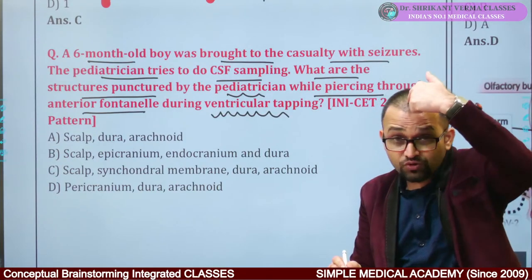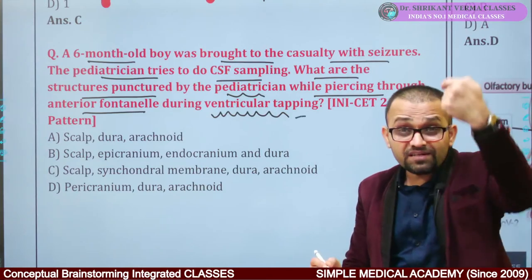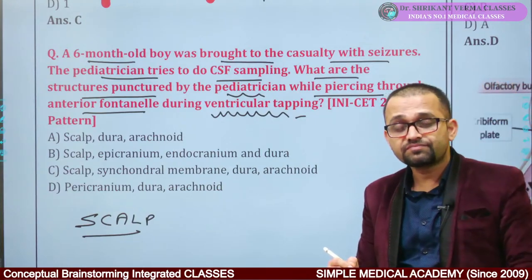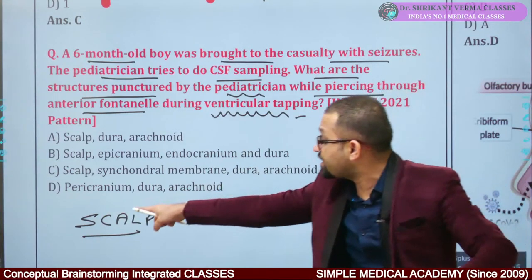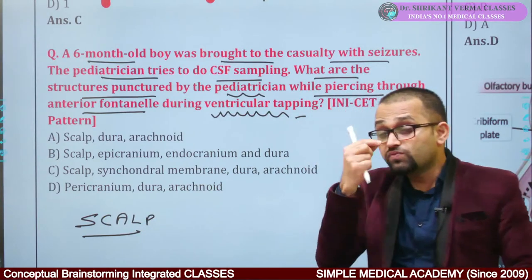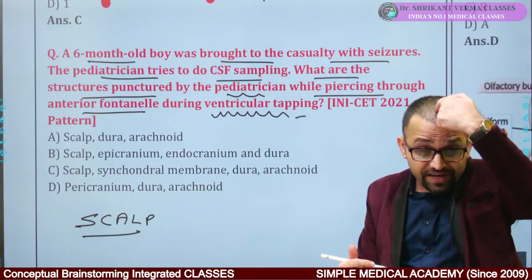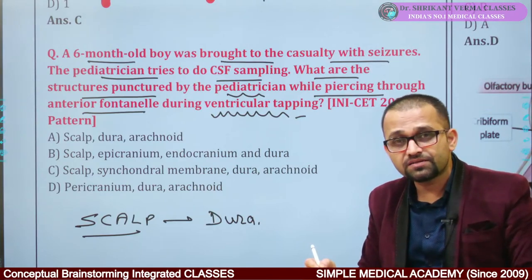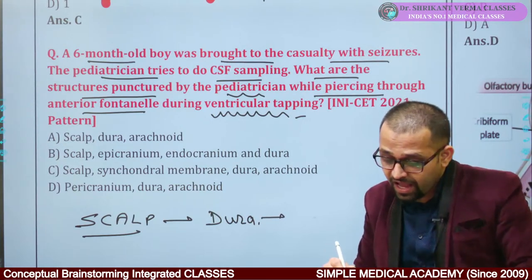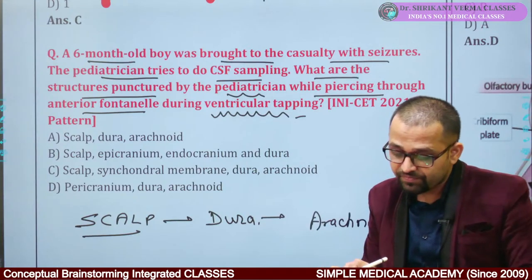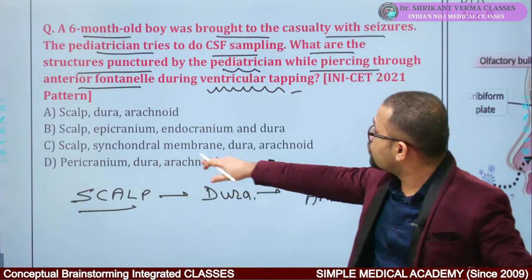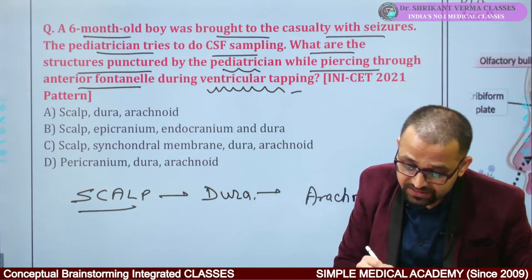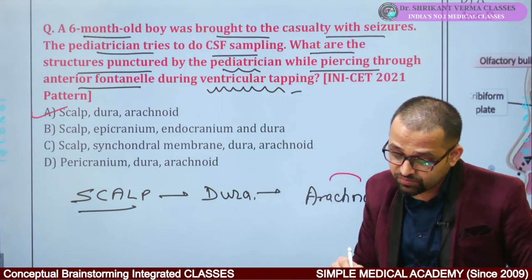Yes, in the general anatomy part, I told you about the anterior fontanelle. Fine. So when they pierce, definitely the scalp layers will be pierced. After piercing the skin, connective tissue, aponeurosis, loose areolar tissue, pericranium, you will see the puncture of the anterior fontanelle. So meninges will be there. Which is the first layer of the meninges? Sir, dura mater. And after the dura mater, you will get the arachnoid mater. Simply, right now there is no epicranium, endocranium, or syndesmotic membrane. Answer will be scalp, dura mater and arachnoid mater in the 6 month old baby.